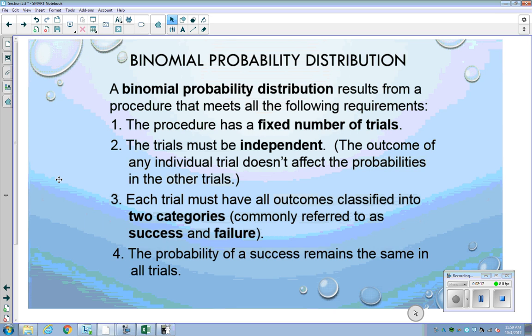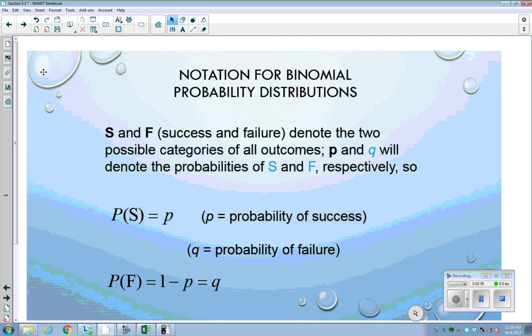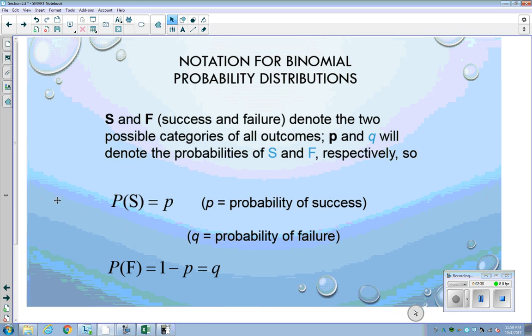Okay, the last section with probability distributions, we had different probabilities for that events. For having 1 girl or 2 girls or 3 girls, there were different probabilities. These have all the same probability. Okay? Binomial, 2 outcomes.